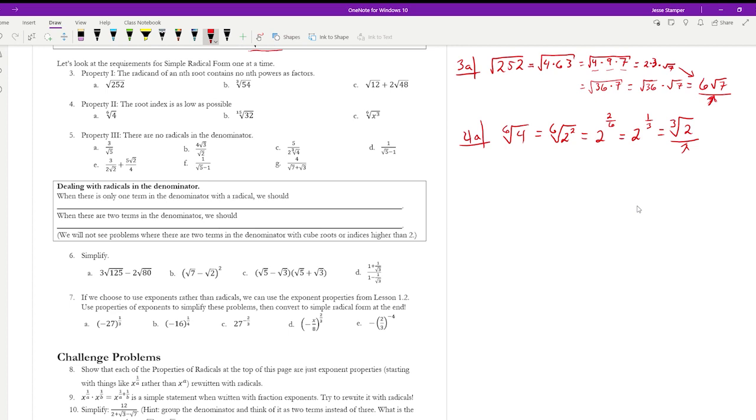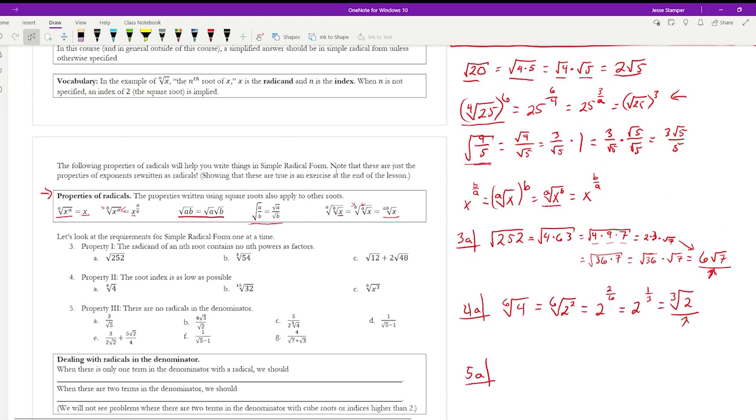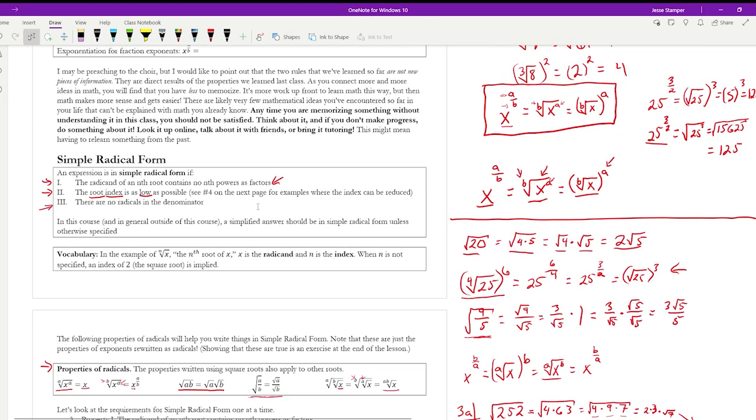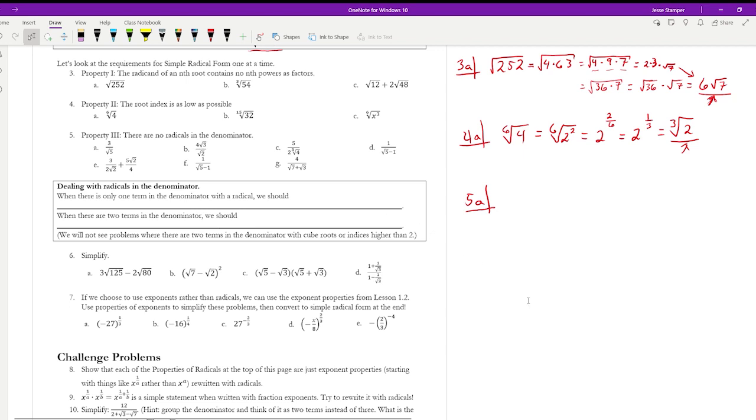Now, let's look at number 5, 5a. We're going to look at what property 3. Now, property 3, let's scroll back up because I believe that is the one where there's no radicals in the denominator. Okay, I'll tell you what, I'm not going to do A. I'm going to do G. I think that I did an example that shows what you do in the case of A.